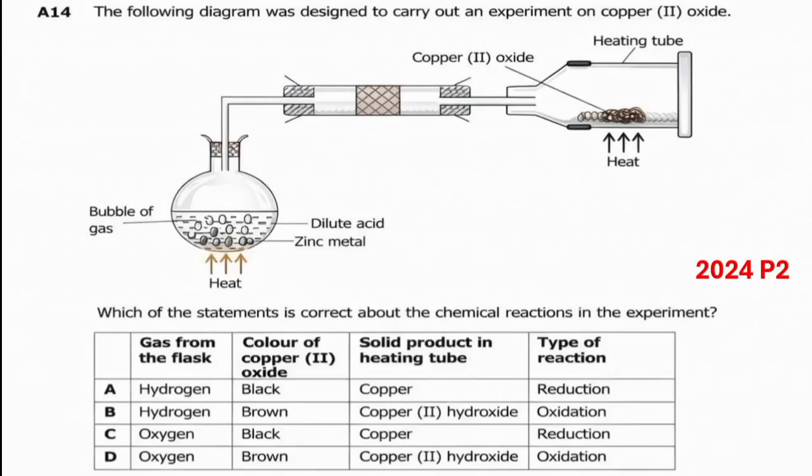To appreciate the importance of what we have learned, we are going to answer this question, which is coming from a 2024 past paper, science paper 2. This question is question A14. Question A14 reads, the following diagram was designed to carry out an experiment on copper oxide. We can see the diagram here. The question continues: which of the statements is correct about the chemical reaction in the experiment?